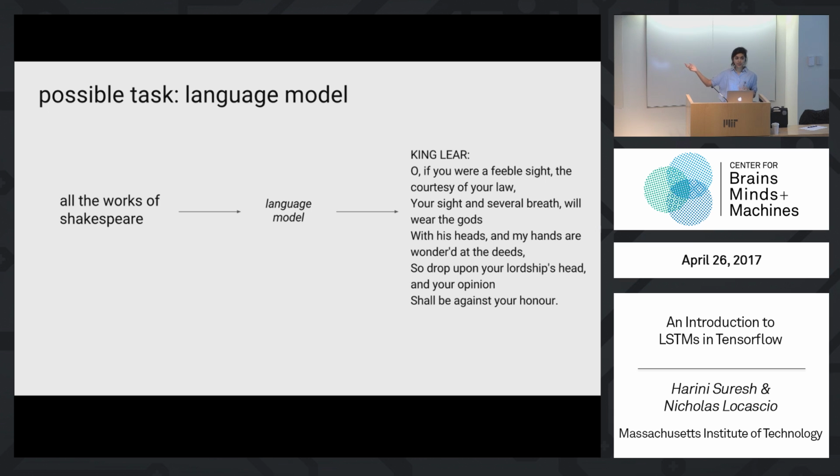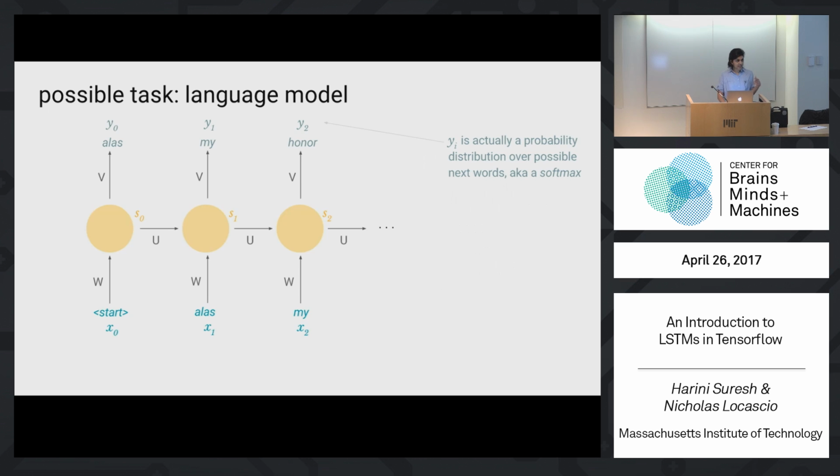So this is something that's produced from a language model that was trained on all the works of Shakespeare, and you can see that it looks pretty similar. Okay, so how that network would look is something like this, where we have an input at each time, but in addition to producing a state at each time, we're also producing an output, and we just do that by multiplying by another set of weights. And here, each output is a probability distribution over the most likely next words, given what it's seen before.